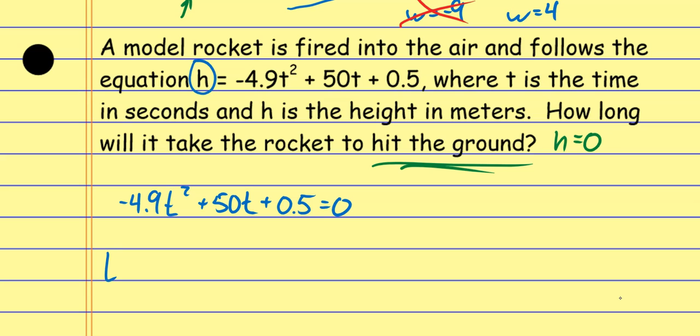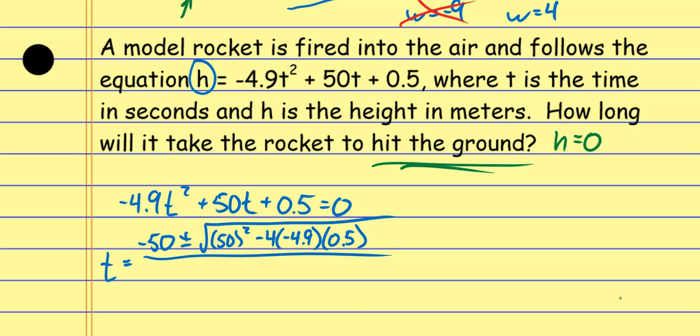Instead of x equals, it's just going to be t equals because I have a different variable. All right, opposite of b is a negative 50 plus or minus the square root of b squared minus 4 times a, which is a negative 4.9, times c, which is a 0.5, all over 2a. And again, I just simplify this. I simplify this doing the same couple steps that I've always done.